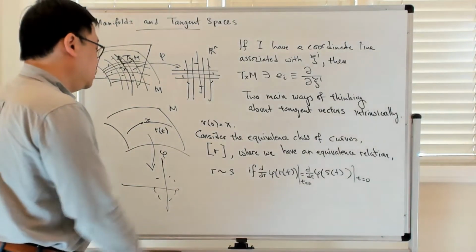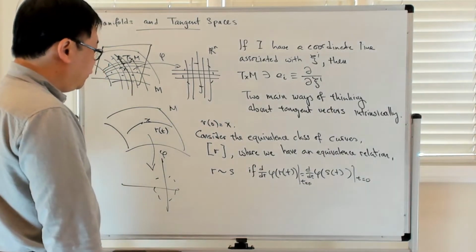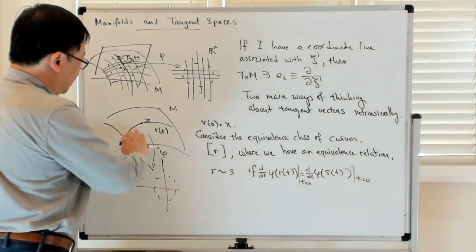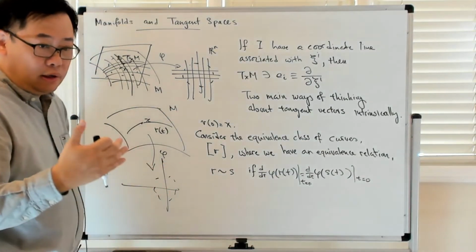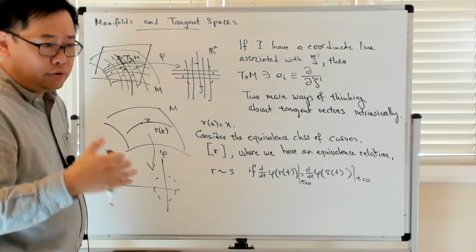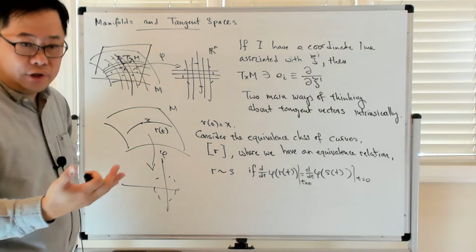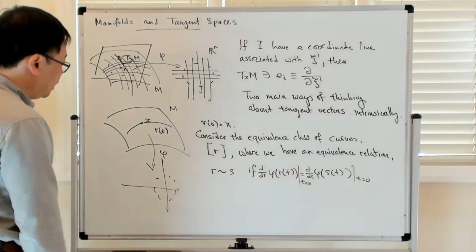So it means that this is a well-defined equivalence relationship intrinsically. Anyway, one way to think about this again is that if you have a tangent vector, you can associate that to a family of curves whose first derivatives all agree with each other in some way, shape, or form.